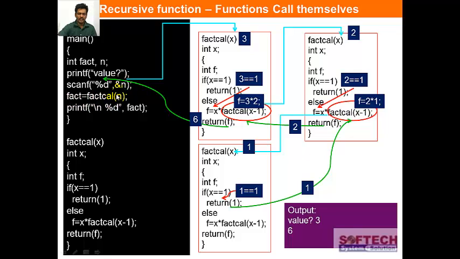Then we call a function, fact call, with 3. This is the fact call. This 3 is transferred to x. It is the actual argument, and this one is the formal argument. X is a formal argument. Now the value is 3.